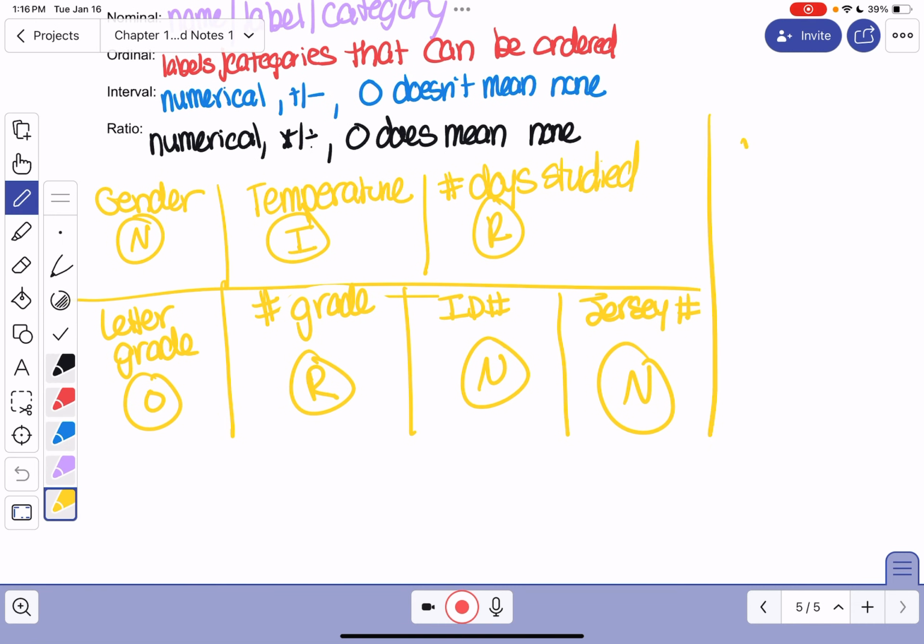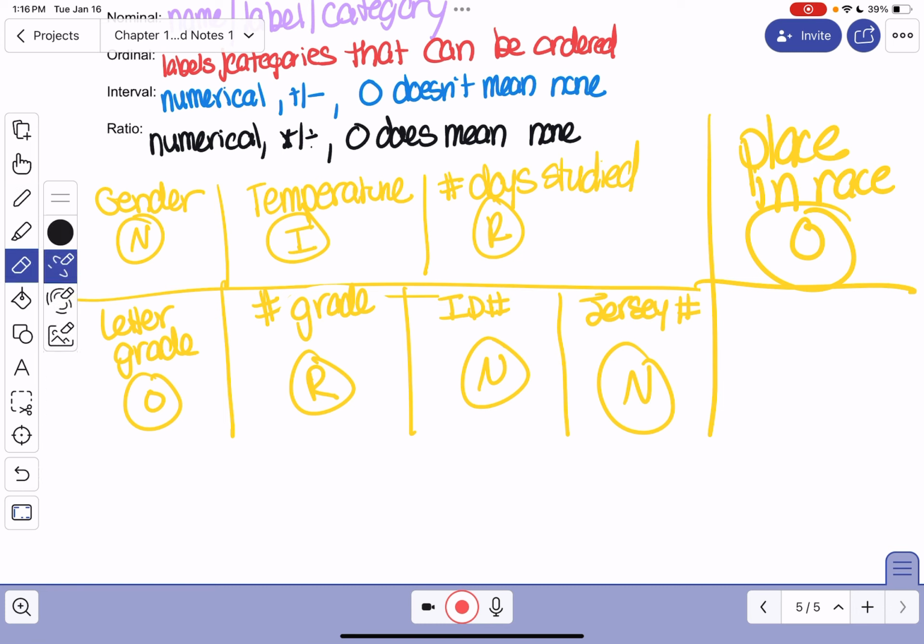Let's see. The place you finish in a race. Well, first, second, third, fourth, that's ordinal. You put them in order. You don't know the difference. First and second could be 0.3 of a second apart. They could be 3 minutes apart. We can't compare the numbers. We just know the order.